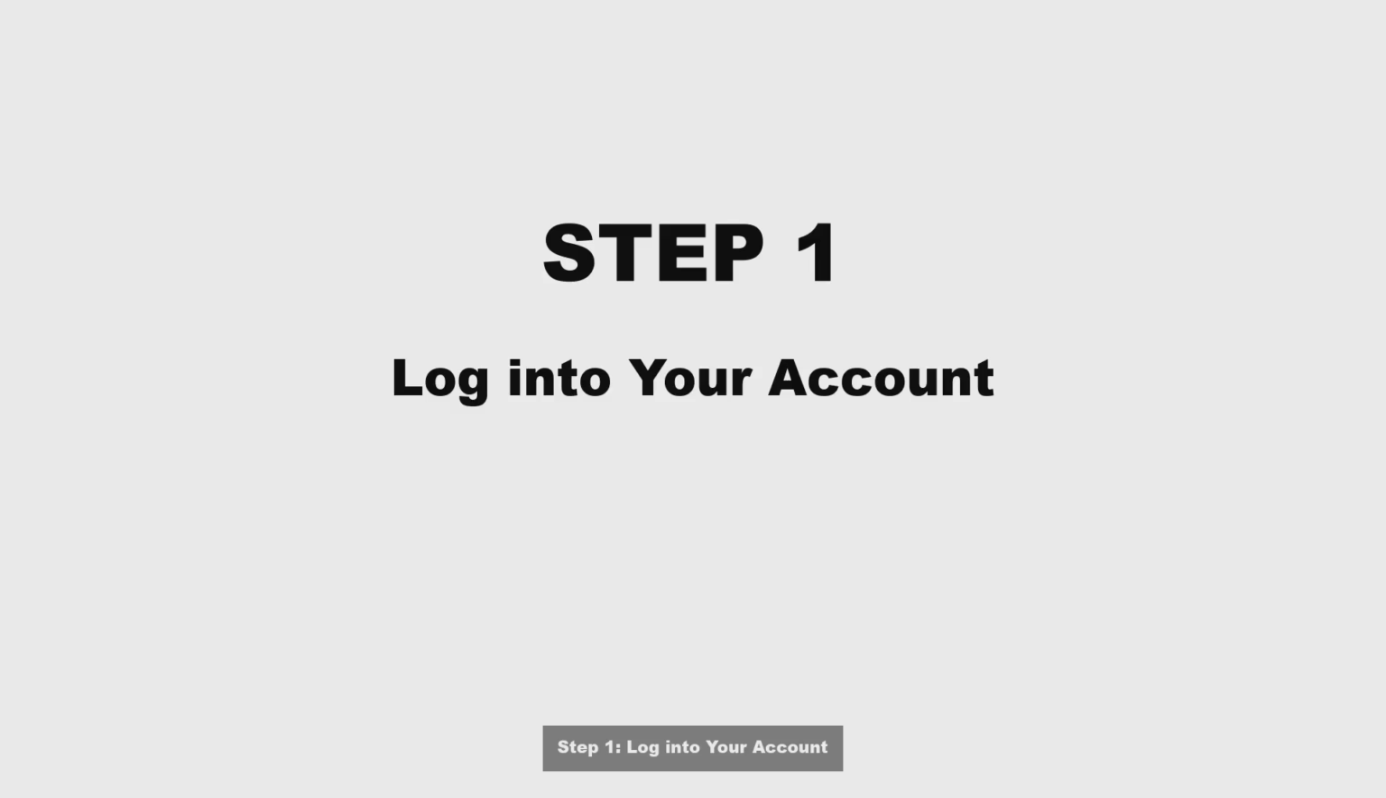Changing your plan on Doodle is a straightforward process that allows you to adjust your subscription according to your needs. Follow these steps to successfully change your plan. Step 1. Log into your account. Visit the Doodle website and log into your account using your credentials. Make sure you have access to the email associated with your account.